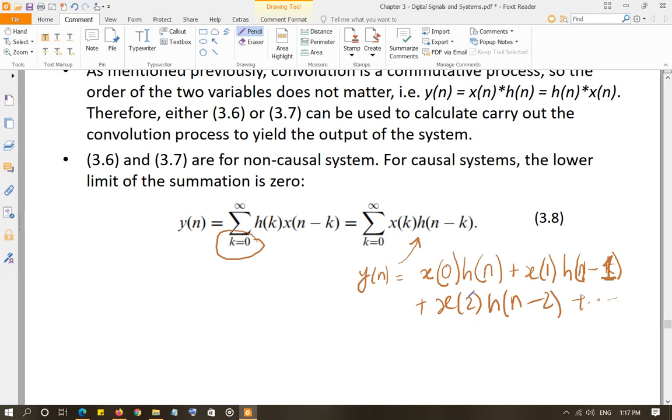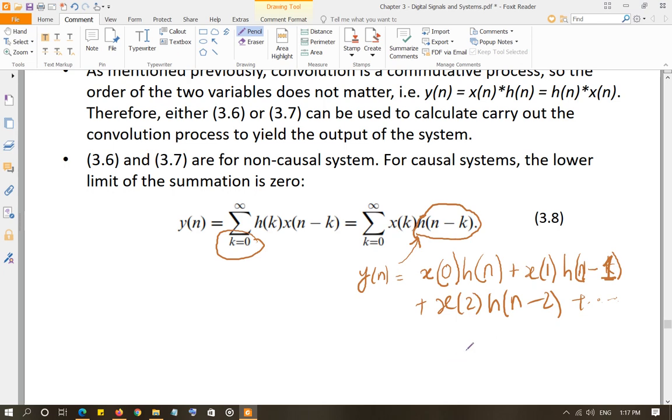Now here the question is, this is a summation series. You're multiplying x of 0, h of n, x of 1, h of n minus 1, h of n minus 2, and so on. So the question: what is h of n minus k graphically? We know what x of k is graphically. k is just a variable, remember, so whatever x of n is given to you, x of k is the same thing. We're just swapping the variable. But what is h of n minus k? If we know h of n minus k, then of course we can graph h of n minus 1 and h of n minus 2, and take the product with the first value of x, x of 1, x of 2, and so on.